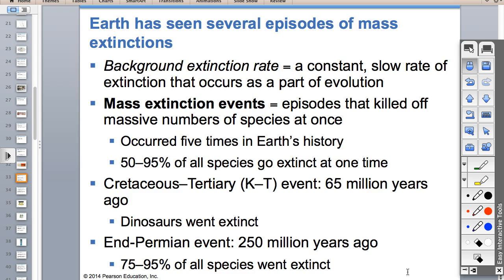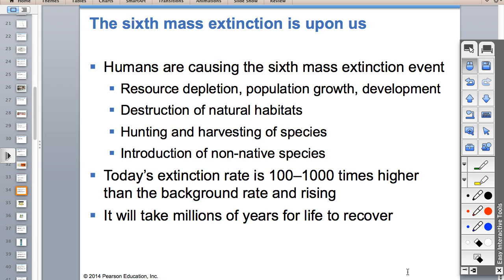In the next slide, it talks about the 6th mass extinction. It's obviously not talking about overnight, but how much is it one time? I don't see the word one time.